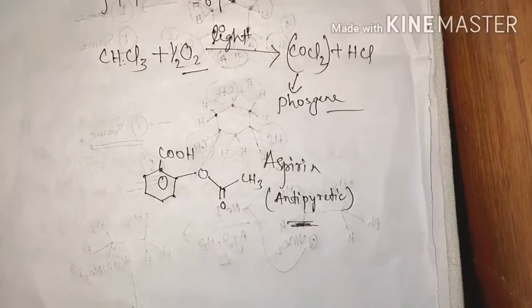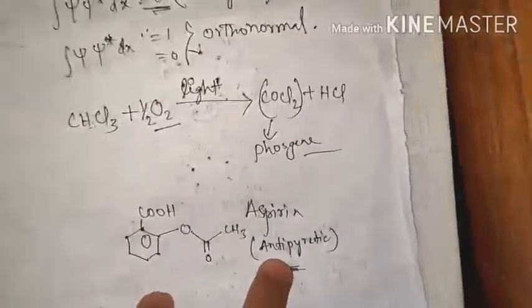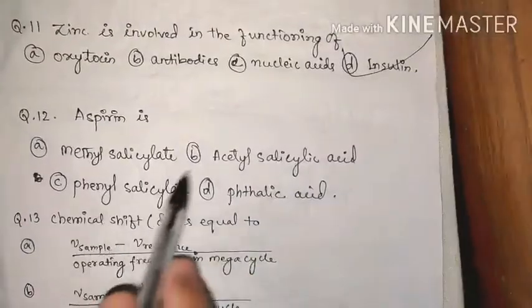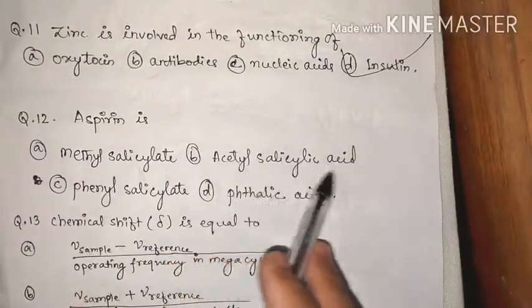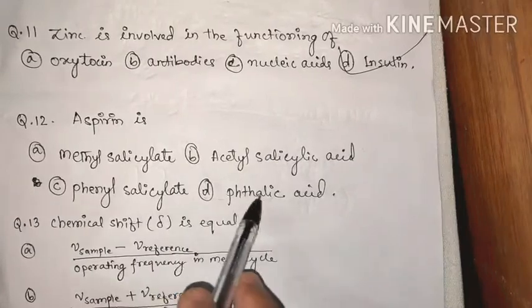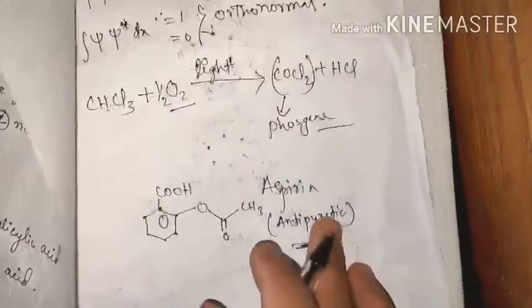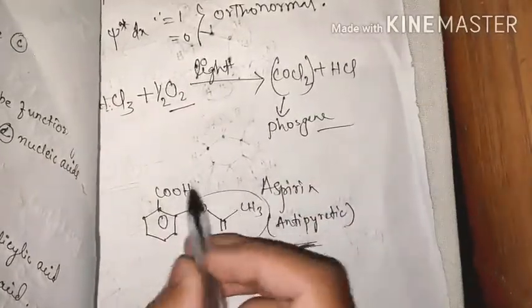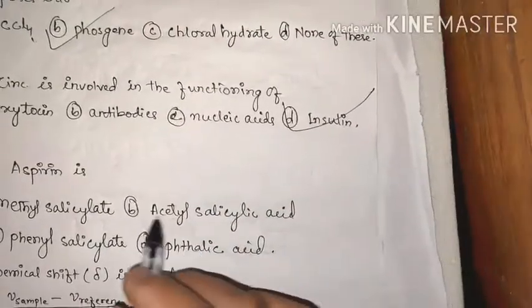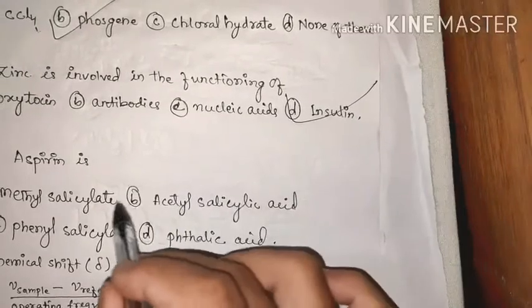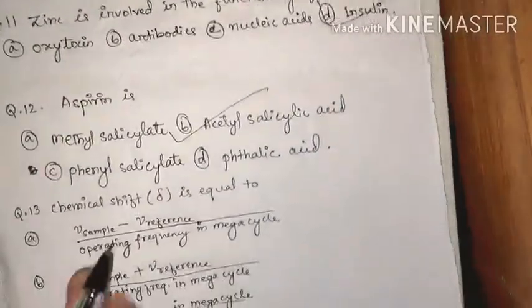And the question is, aspirin is methyl salicylate, acetyl salicylic acid, phenyl salicylate, or phthalic acid. You can see here an acetyl group, and this is a carboxylic group. So it is acetyl salicylic acid. That is the aspirin.